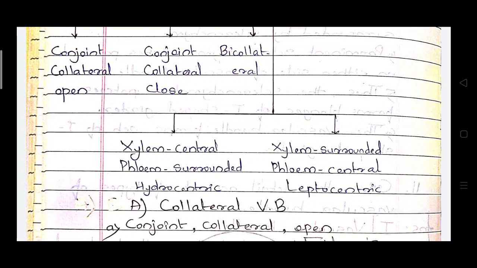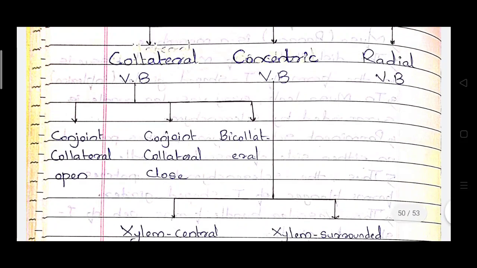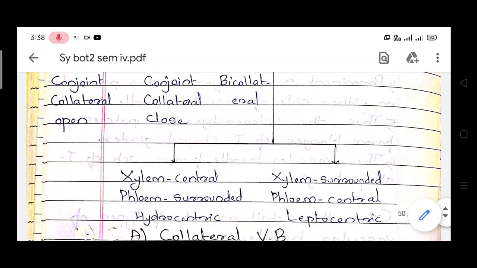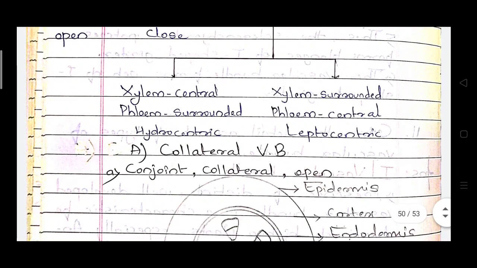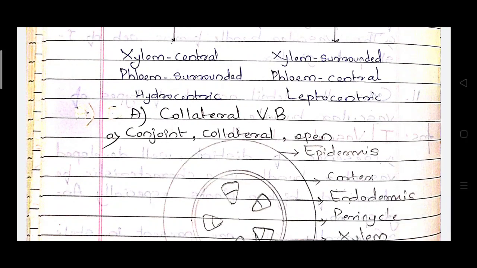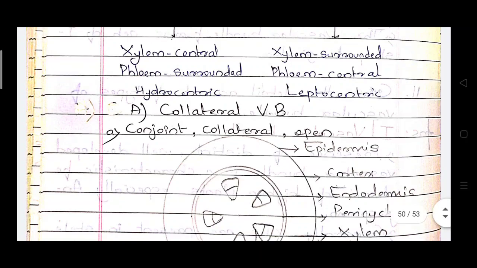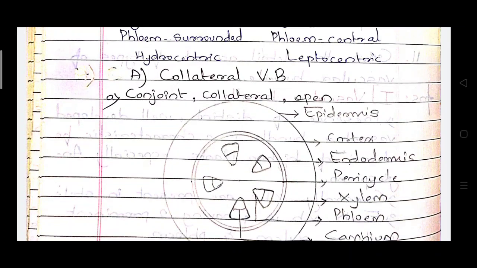Hydrocentric means xylem is present in the center and is surrounded by the phloem, and in leptocentric, phloem is in the center and is surrounded by the xylem. And the third type is the radial vascular bundle. Let's discuss in detail one by one. The first type is the collateral vascular bundle, which is again differentiated into three types. The first one is the conjoined collateral open type.